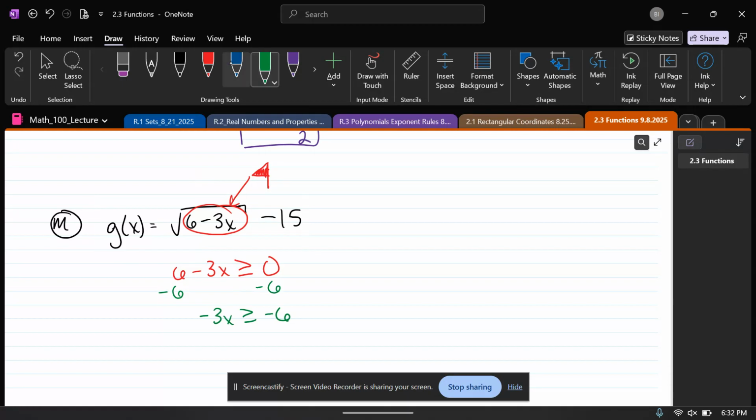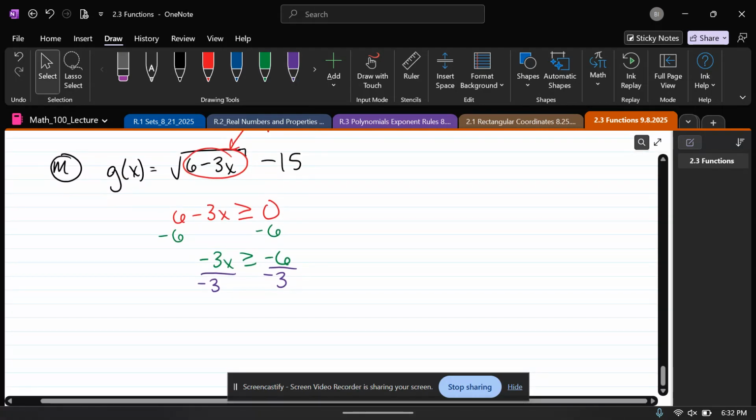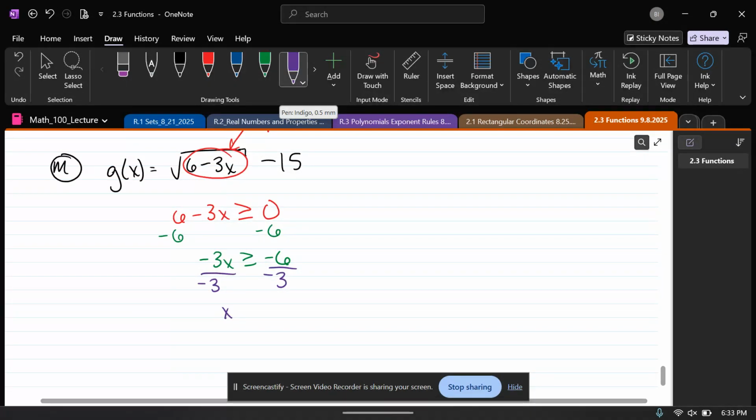Okay, so I've got to divide by a negative on an inequality. Does anybody remember anything special about that? Switch that, flip the symbol over, yeah. It becomes less than or equal to, and then you divide negative 6 divided by negative 3 is 2.